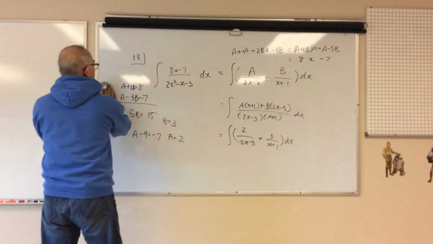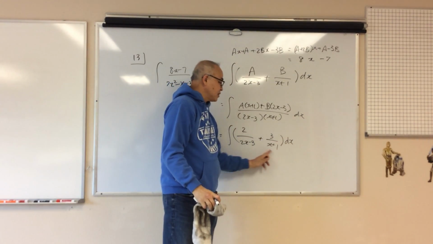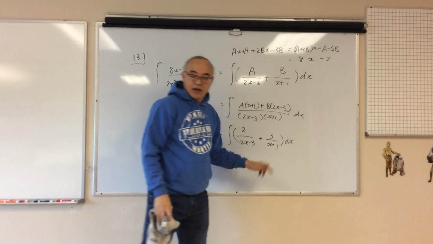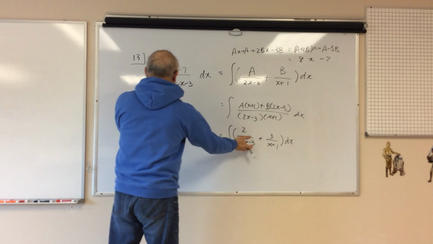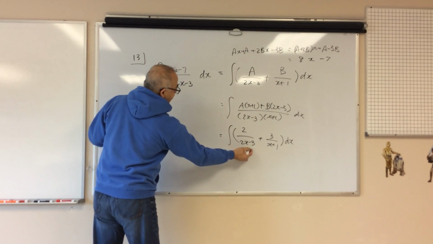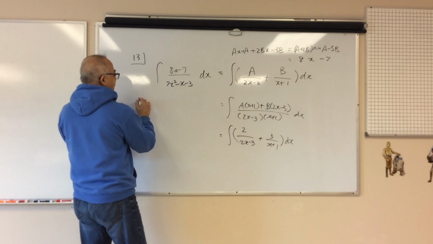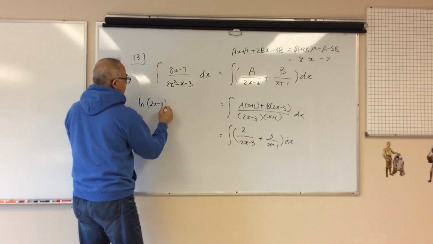Now the second term is actually not too bad. This is nothing more than 3 times natural log of x plus 1. The question is, what is the antiderivative of the first term? The antiderivative of that really ends up being natural log of 2x minus 3.